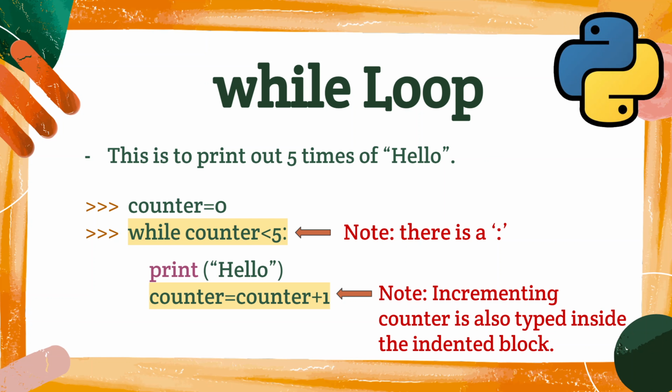In this example, it will do 2 jobs. First is to print out hello. The second job is to increment counter by 1. This increment is important because it is the essential step that will make the condition happen. Without this increment, the while loop will become an endless loop.